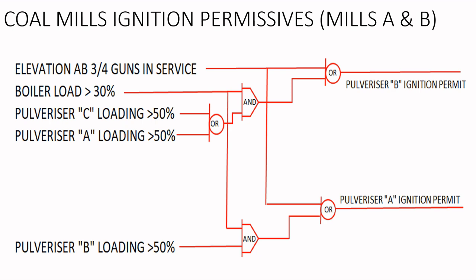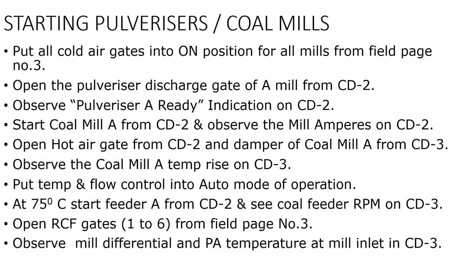Now the starting of pulverizers. How we will start the pulverizers, the coal mills, on our simulator. So we first of all put all the cold air gates into on position. Whatever the cold air gates are, A, B, C, D, E, F, all the gates we put them into on position for all mills. Now they can be put from field page number 3. You can go to field page number 3 and put all the cold air gates into on position.